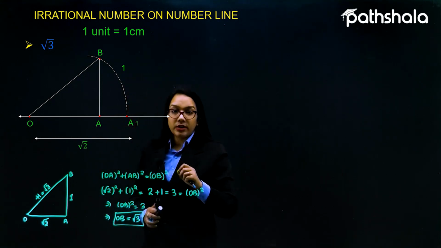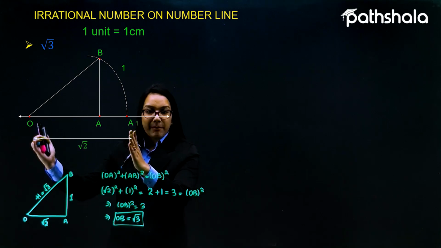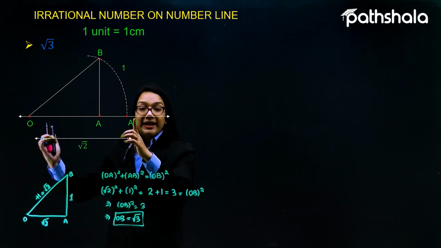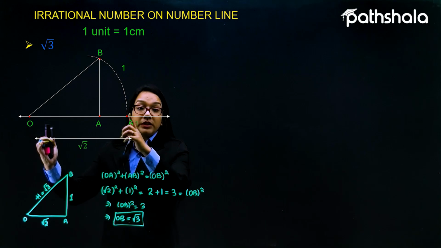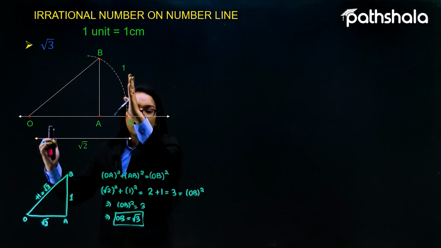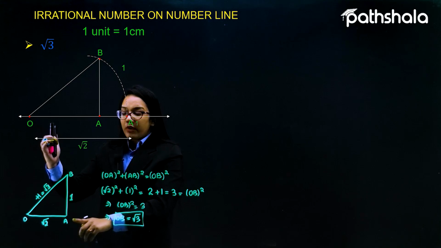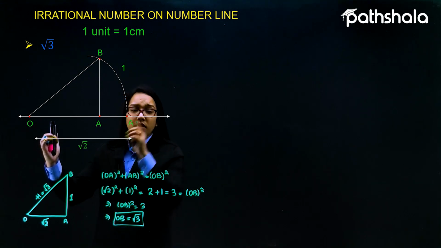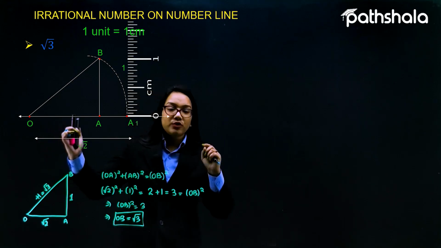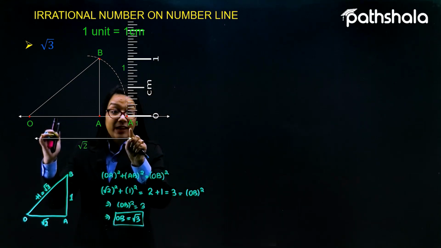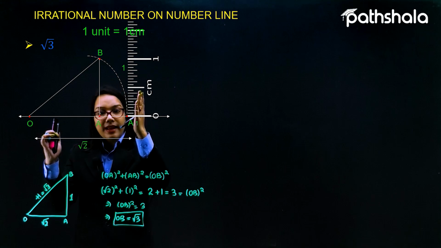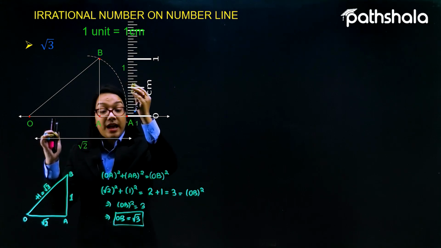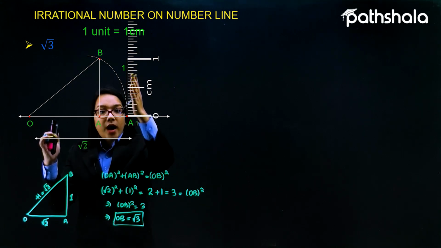So how will we start with it? First of all, OA1 is my base. And taking A1, we will take 1 unit perpendicular over here. As we can see, we have to take 1 unit perpendicular at the point A1. So let us suppose, using A1 as a center, I am taking the base, means I am taking the perpendicular as 1 unit over here.